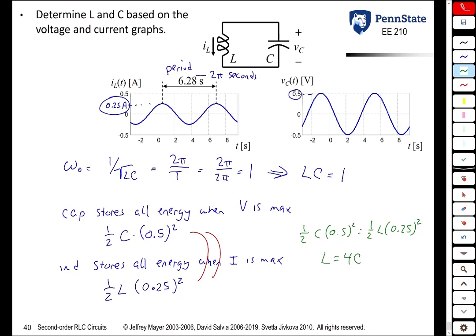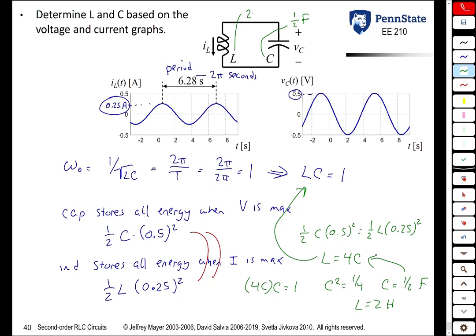At the same time, we know that LC has to equal 1, so we get 4C times C has to equal 1, or C squared is 1/4, or C is 1/2 of a farad. We can plug that into this equation then to get that L is 2 henries. So we get our final answer. The capacitor value is 1/2 of a farad, and the inductor value is 2 henries.